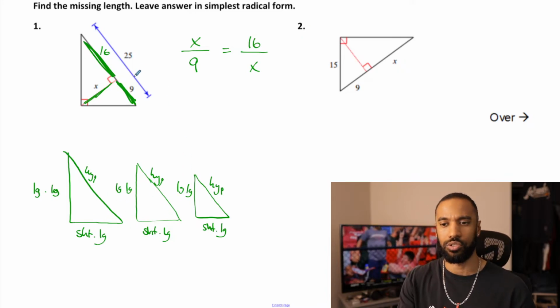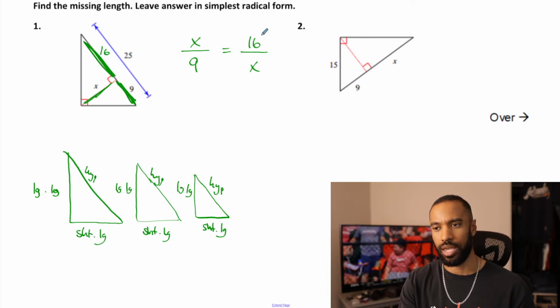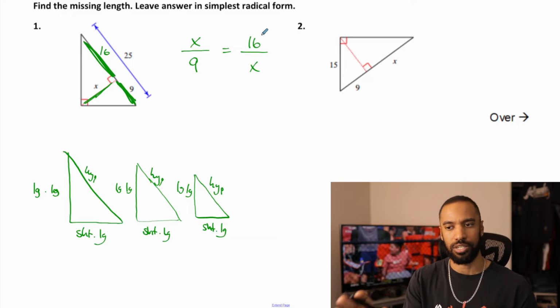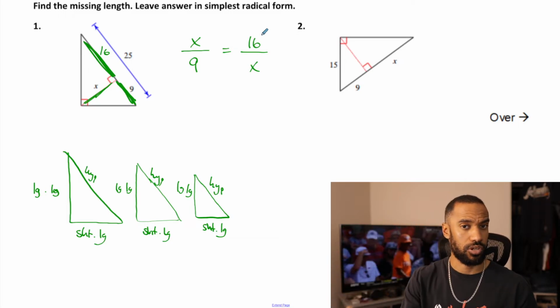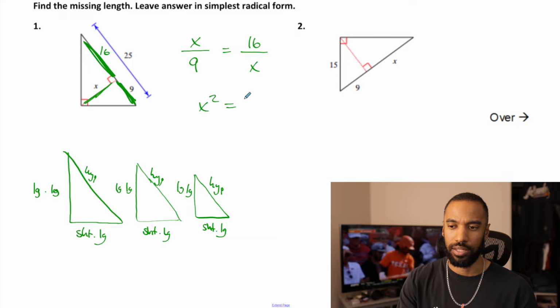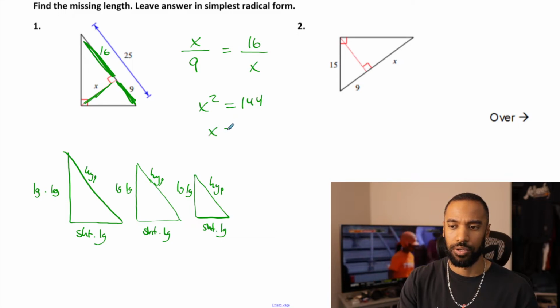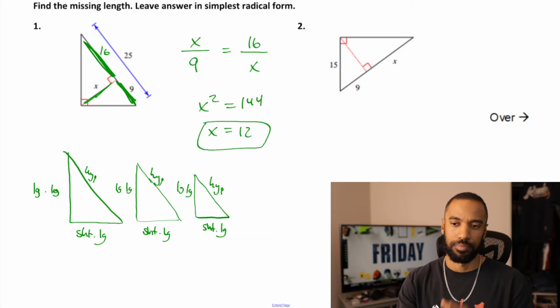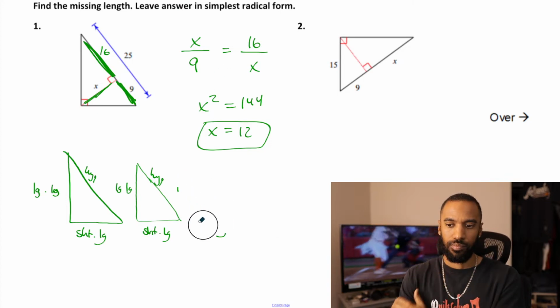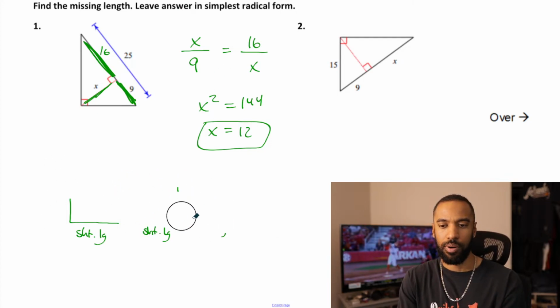If you want to redraw the triangles, you can. If you want to say out loud what these parts are, you can. You find the parts that correspond in these similar triangles. Anyway, this is our setup. Cross multiply, take the square root, you get x equals 12. Now, that's how we go about solving these problems here.